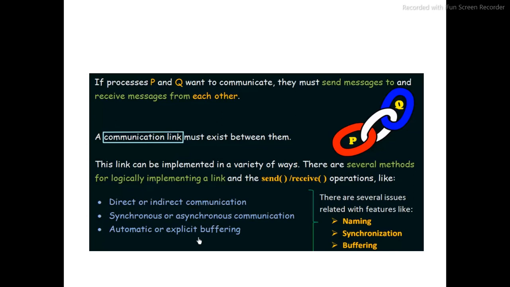Now this link can be implemented in a variety of ways. We can implement it logically using three methods: direct or indirect communication, synchronous or asynchronous communication, and automatic or explicit buffering. These are the techniques by which we can implement this communication link, and there are several issues related to these, namely naming, synchronization and buffering. We will look into these in detail in the next video.